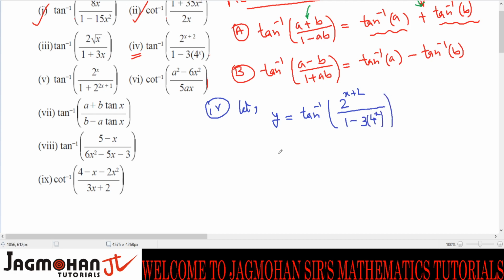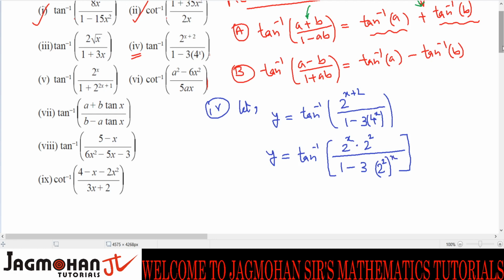This completes the bracket. You know we are not going to start differentiating as it is because then it will become very lengthy. So what I will do is I write this as 2 raised to x into 2 raised to 2 using law of indices. You know a raised to m plus n is a raised to m into a raised to n. And here, 1 minus 3 times 4 raised to x. Now this is 4 raised to x, I will write here (2 raised to 2) the whole raised to x.